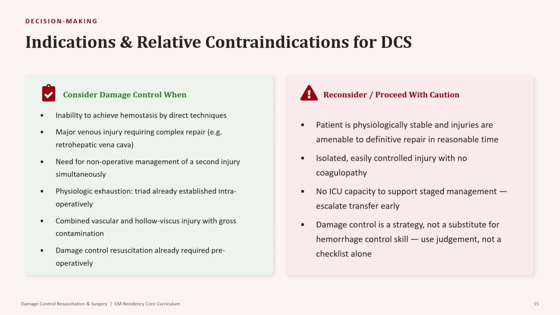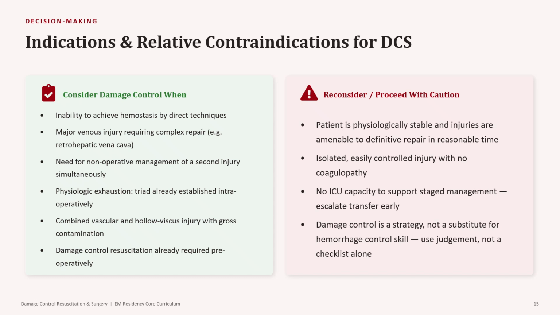How do you make decisions? Indications and relative contraindications for damage control surgery. Consider damage control when there is inability to achieve hemostasis by direct techniques. Major venous injury requiring complex repair, for example, retrohepatic vena cava. Need for non-operative management of a second injury simultaneously. Physiologic exhaustion, lethal triad already established intraoperatively. Combined vascular and hollow viscus injury with gross contamination. Damage control resuscitation already required preoperatively.